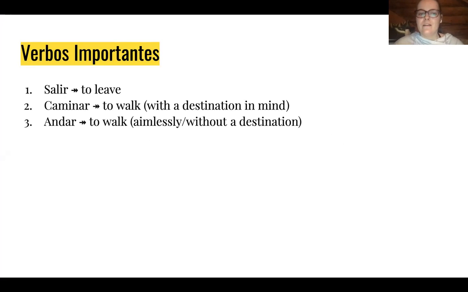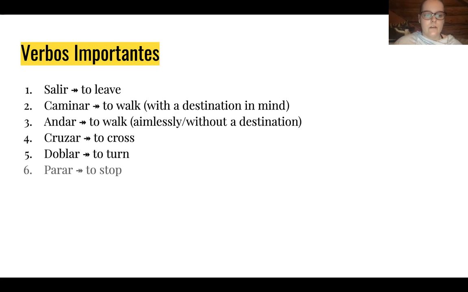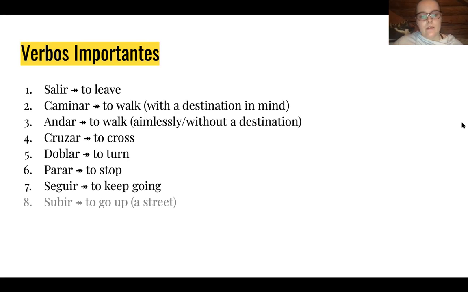So caminar is to walk with a destination in mind. You know where you're going. And andar is kind of to just walk aimlessly, like meandering around without a destination. And then we have cruzar, which is to cross. Doblar is to turn. Parar is to stop. Seguir is to keep going. Subir is to go up a street. And bajar is to go down a street.